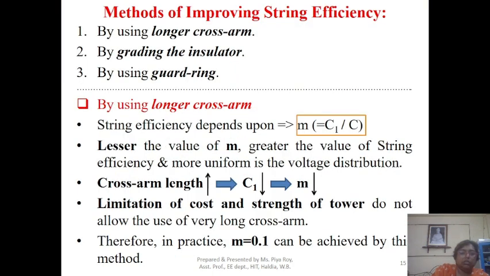And methods of improving string efficiency we will discuss in the next lecture, okay.